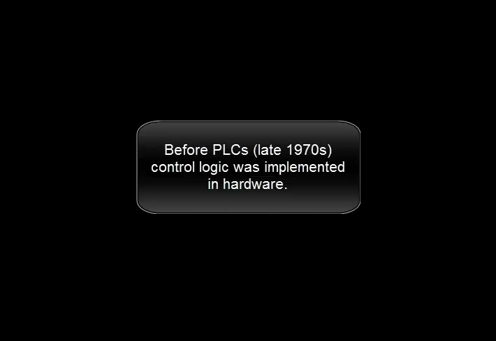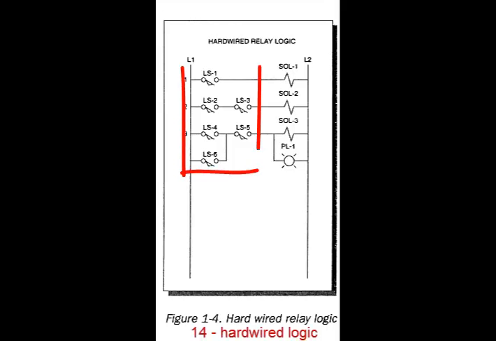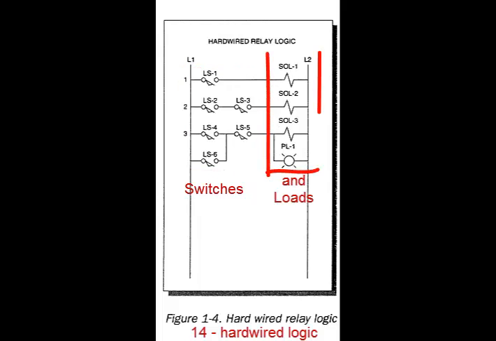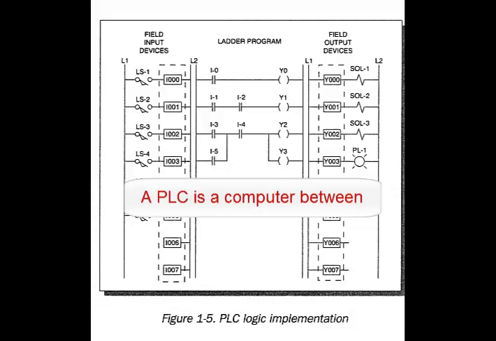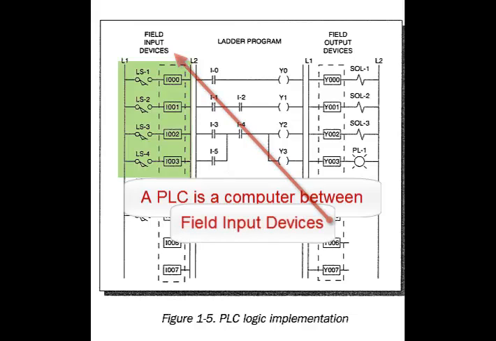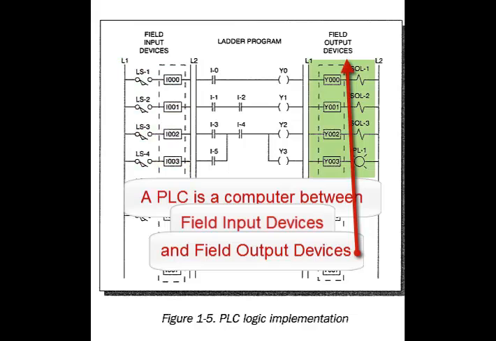Before PLCs in the late 1970s, control logic was implemented in hardware. Here we see some hardwired logic, a few switches, and some loads. They all can be connected together without a PLC. A PLC is a computer between the field input devices and the field output devices.